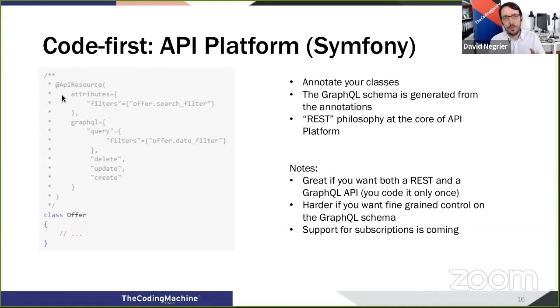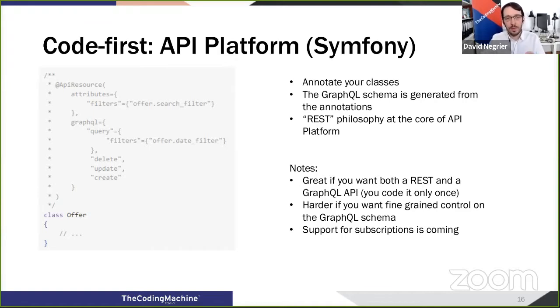API platform was first built with a REST philosophy in mind. And what is kind of fun with the API platform is that you can expose quite easily both a REST API and a GraphQL API in very few lines of code. So you get both kind of APIs support using the same code, which is cool.